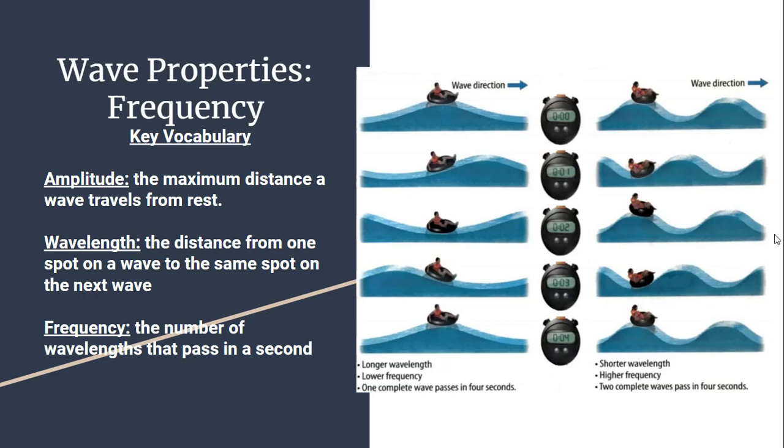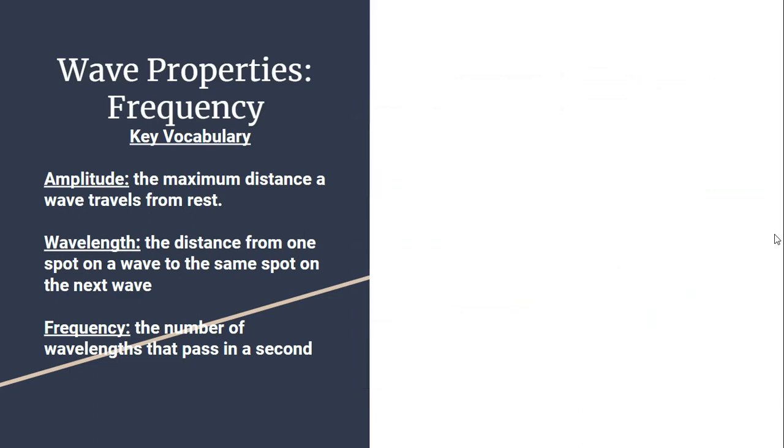They've had 2 complete waves pass in the time of those 4 seconds, as compared to the 1 complete wave that passed on the left. So the waves on the right have a higher frequency than the waves on the left. They also have a shorter wavelength than the waves on the left.